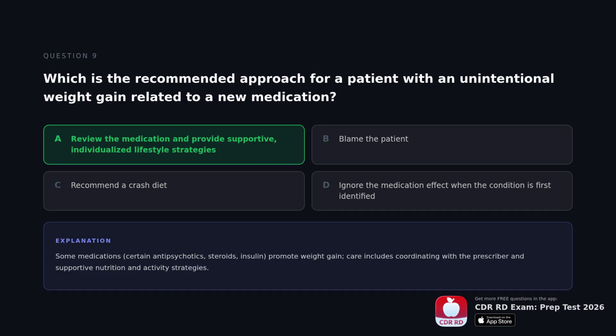The correct answer is review the medication and provide supportive, individualized lifestyle strategies. Some medications, certain antipsychotics, steroids, and insulin, promote weight gain. Care includes coordinating with the prescriber and supportive nutrition and activity strategies.